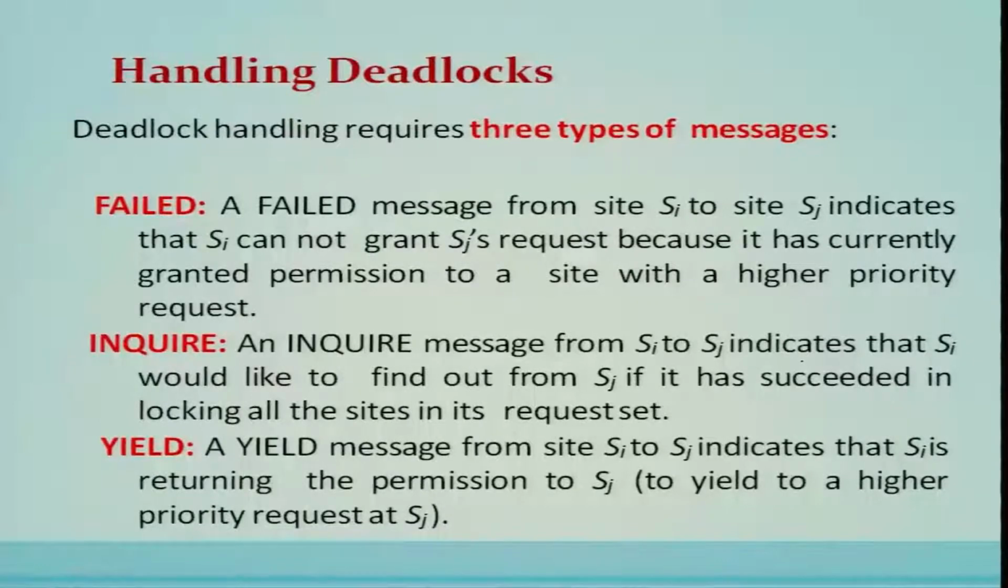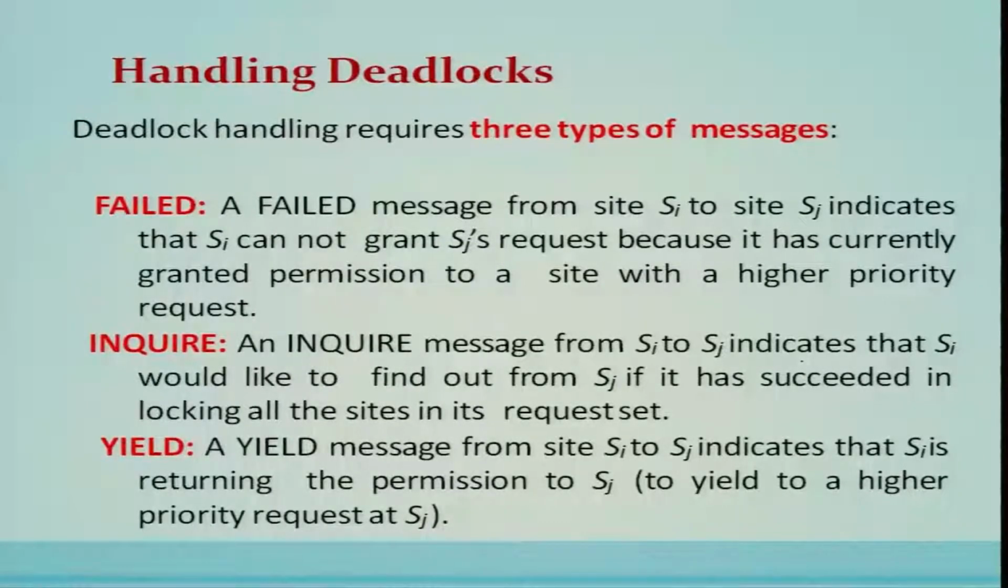Now, this is handled using 3 kinds of messages. First, the failed message. A failed message from site i to j indicates that Si cannot grant Sj's request because it has currently granted permission to a site with a higher priority request. So in that case, this failed message will indicate that it is not possible to grant the permission.